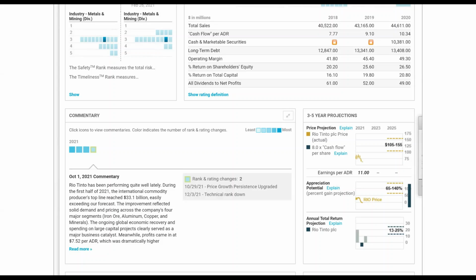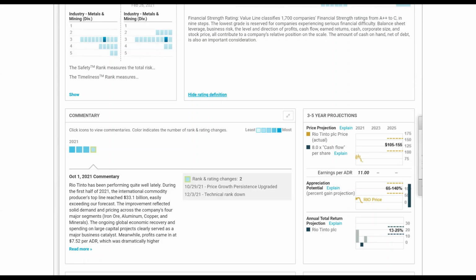Anyway, return on shareholder equity looks like a great number there at 26.5, and a big return on the capital. And then the all dividends to net profits shows you what you've got going there. If you wanted to understand the rating definitions when you're in the screen, you could click that, and it's going to tell you that, for example, A is going to be A double plus.